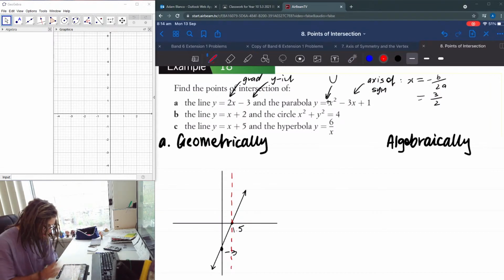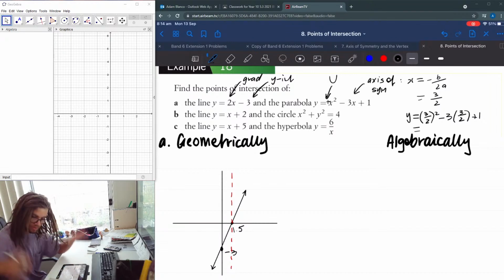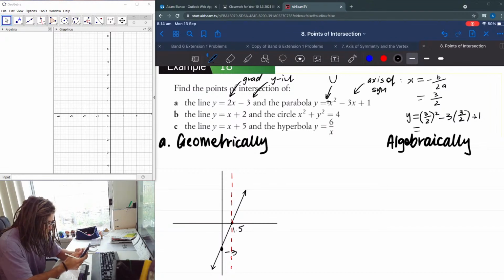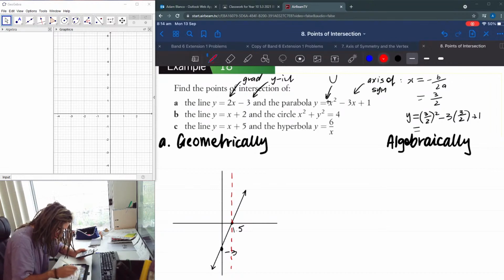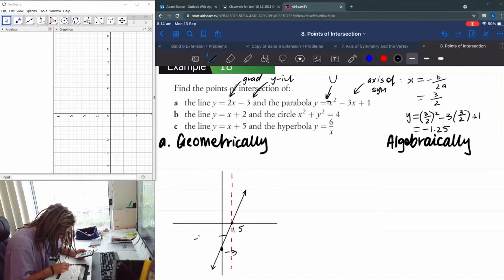Okay, I don't really know where my vertex is, so what I can do is I can substitute the x value in. So then I've got 3 on 2 squared minus 3 times 3 on 2 plus 1. That means my y value is, calculator, 3 on 2 squared minus 3 times 3 on 2 plus 1. Minus 5 on 4, which is minus 1.25. Okay, so it's about minus 1.25. Let's call that there, minus 1.25. So the vertex is going to be there.